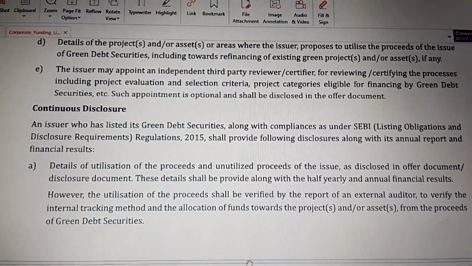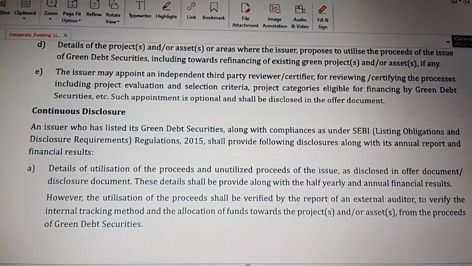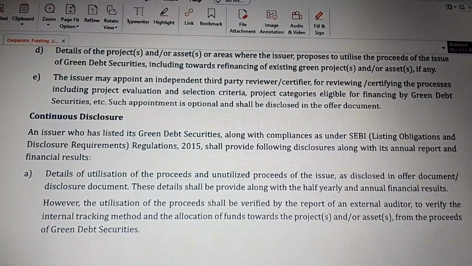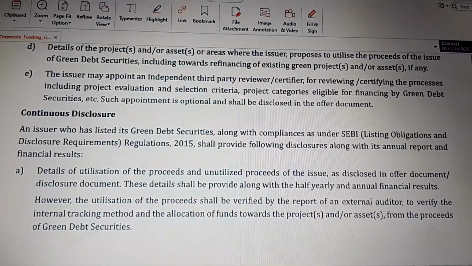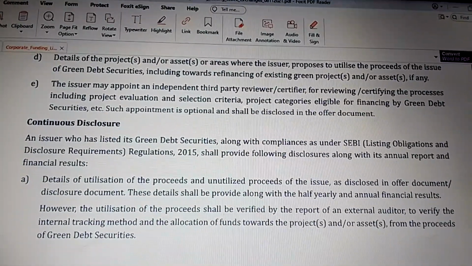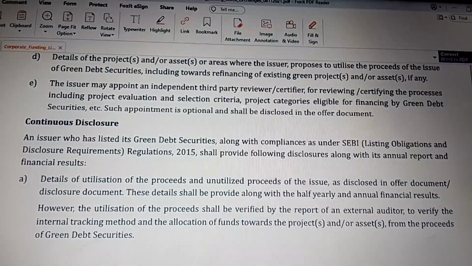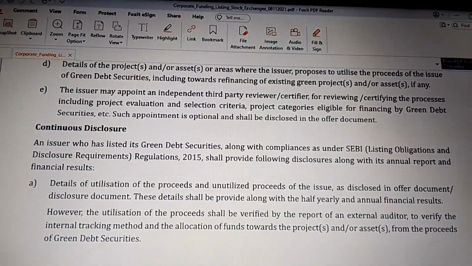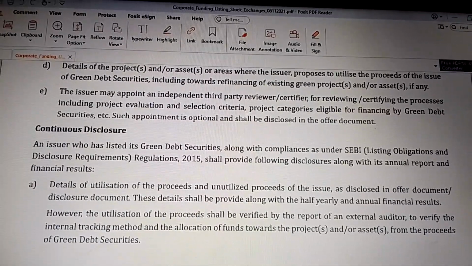All right. Continuous disclosure. An issuer who has listed its green debt securities, along with the compliance as per the Listing Obligations and Disclosure Requirements Regulations 2015, shall provide the following disclosures along with the annual report and financial results. A. Details of the utilization of the proceeds and the unutilized proceeds of the issue as disclosed in the offer document, disclosure document. These details shall be provided along with the half-yearly and the annual financial results.